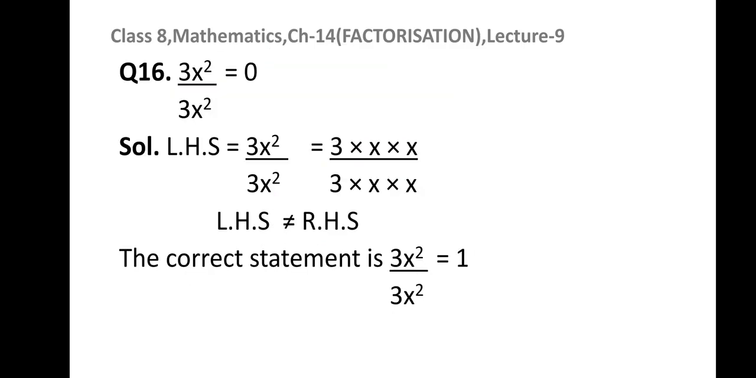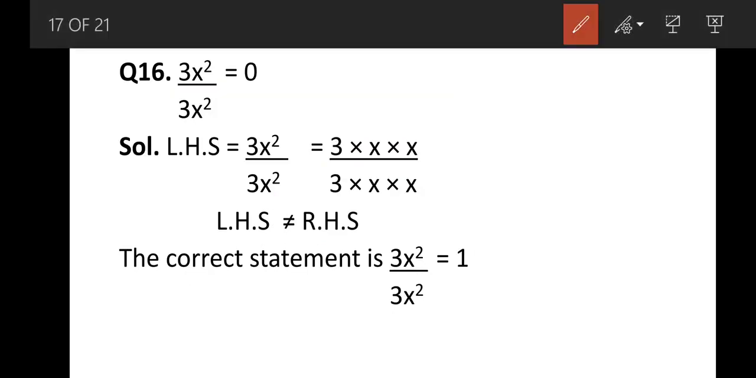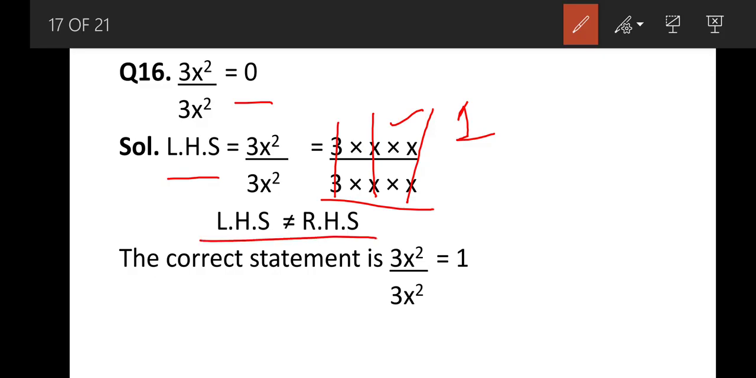Let us talk about question number 16. Question number 16 is, we need to divide 3x square by 3x square and find out whether the answer is 0 or not. Let us solve the left hand side. We are supposed to write the factors of 3x square, that will be 3 into x into x. Again we need to divide it by 3x square, so factors I have written 3 into x into x. So this x will get cancelled out with this x, and this 3 will get cancelled out with this 3. So what you will be getting? Only 1, not 0. So left hand side is not equal to right hand side.